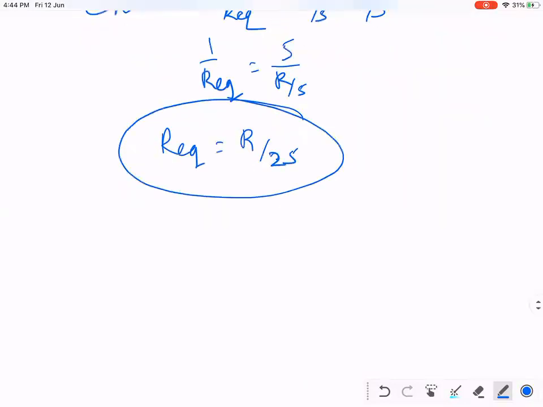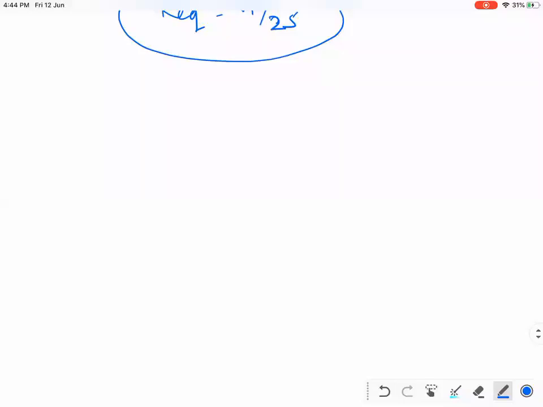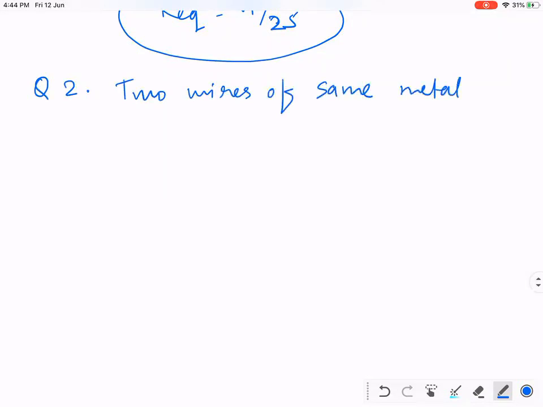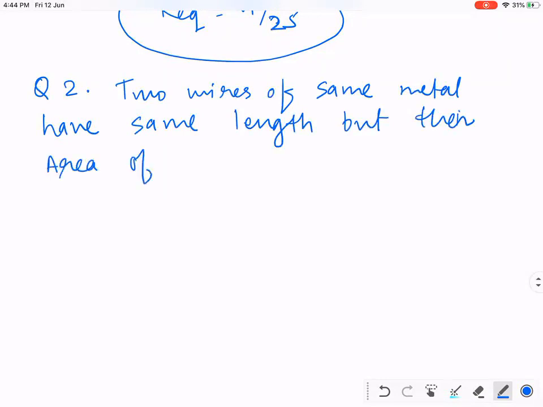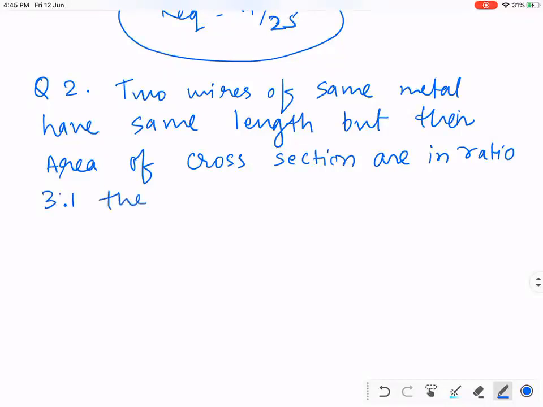Now, let's solve one more question. Next question is: two wires of same metal have same length, but their area of cross section are in ratio 3 by 1. They are joined in series.